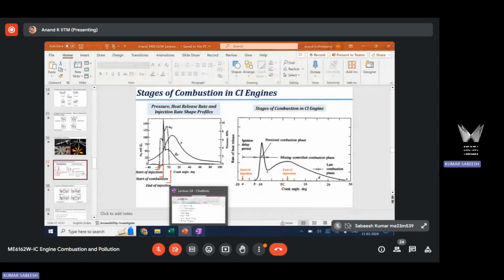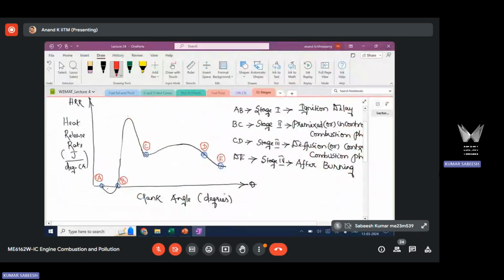Sir, can you repeat that? I'm sorry, sir. Can you repeat that? So, the sentence: point B is the start of combustion point.